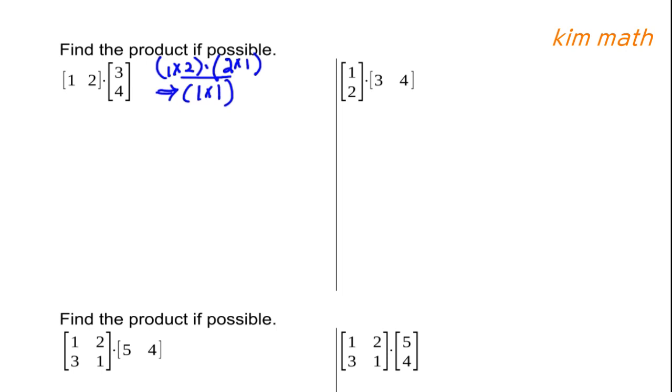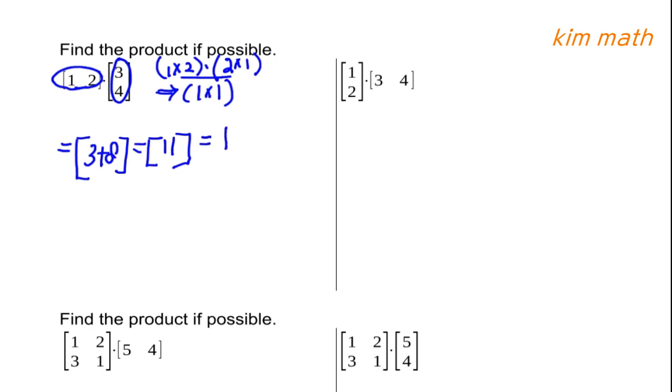So let me check. Choose the first row, and the first column from the second matrix. 1 times 3 plus 2 times 4. When you have only one element, actually this is the same as just the real number 11, without the matrix symbol. Okay, next example. Dimensions first.